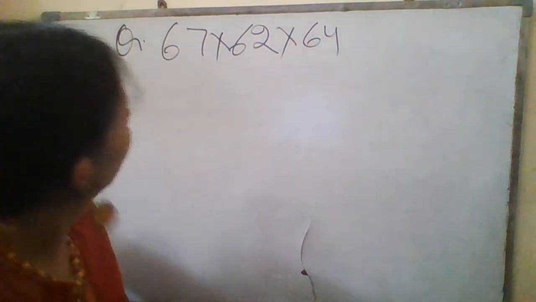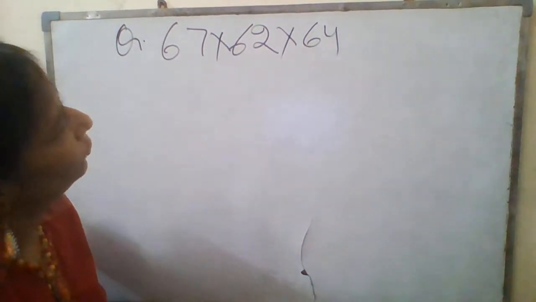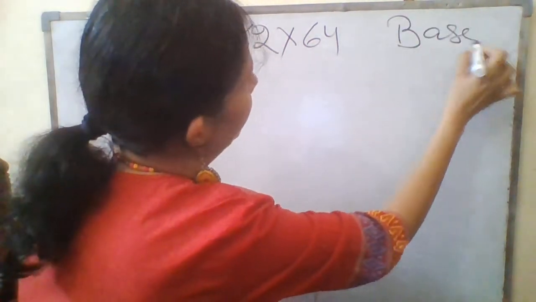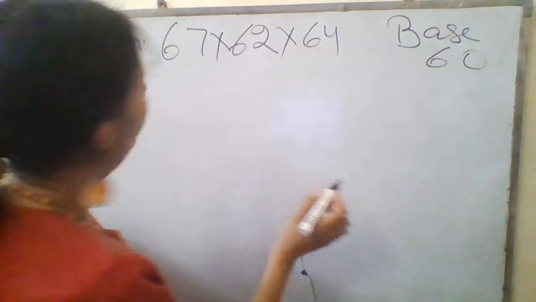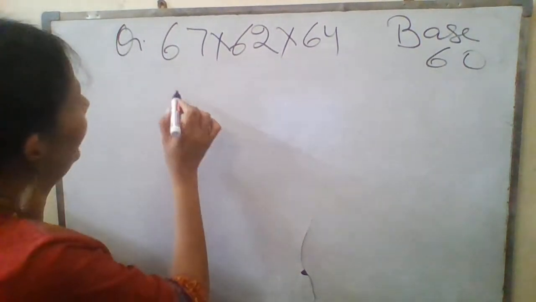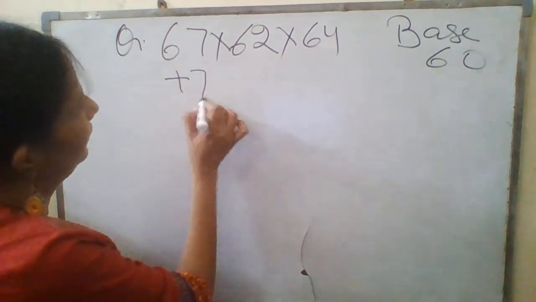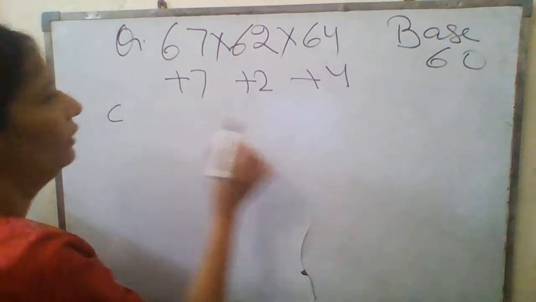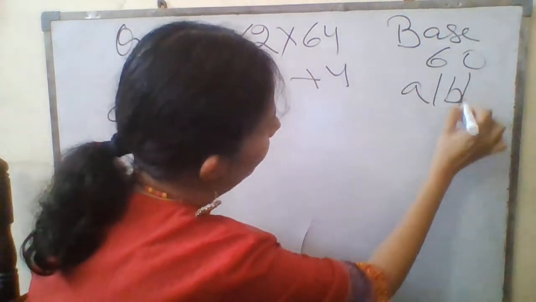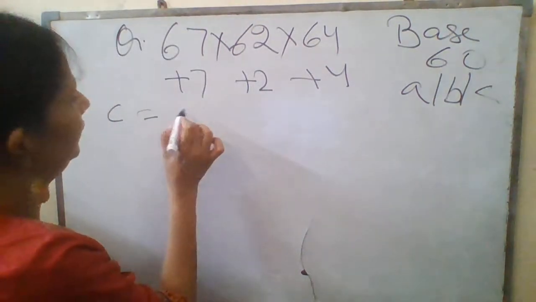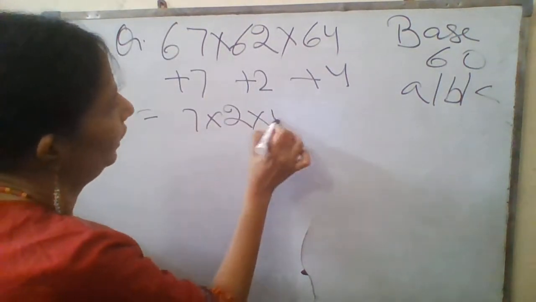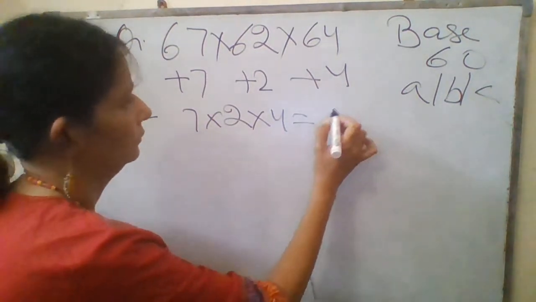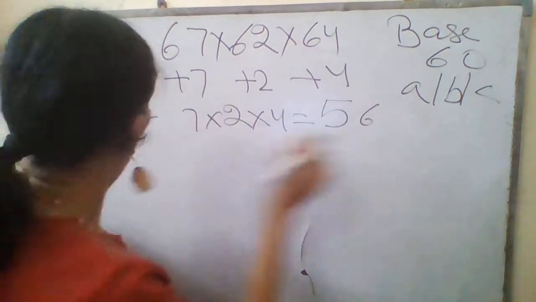Now you look here, 67 multiply 62 multiply 64. You can clearly see the base here is 60. Write down the excess values here: this is plus 7, this is plus 2, this is plus 4. Write down here A oblique B oblique C. Find out the value of C: 7 into 2 into 4, and you will get the answer 56.